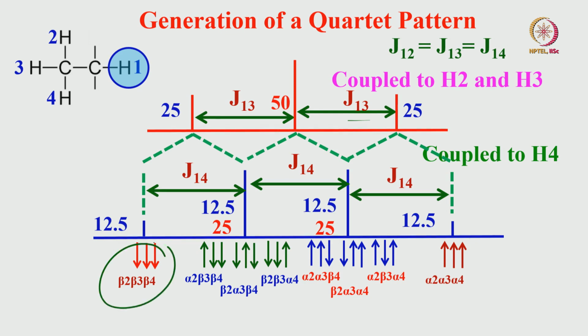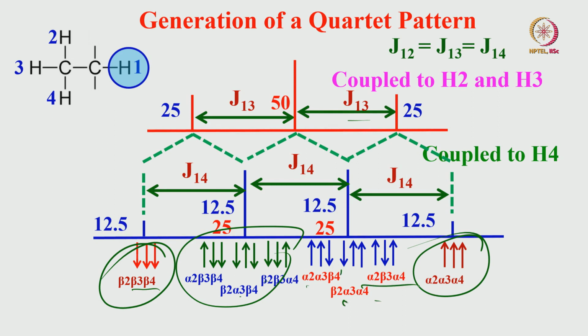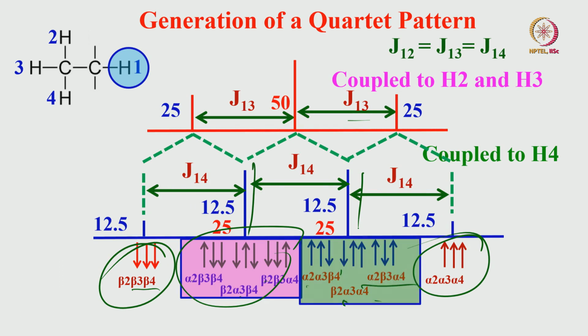So now the 4 lines come because this is the beta beta beta state of 3 spins, and this is the alpha alpha alpha state. This is the way you have to understand. Here there are 3 possibilities: alpha beta beta, beta alpha beta, beta beta alpha. 3 possibilities. Here alpha alpha beta, beta alpha alpha, alpha beta alpha. These 3 such possibilities are there, and they are indistinguishable. That is why 3 intensity, and that is why here also 3 intensity. This is the way you have to understand NMR.